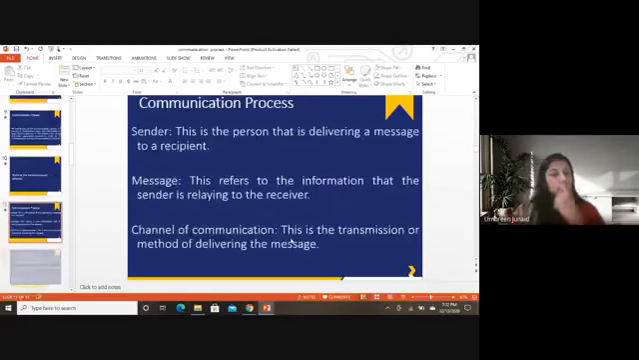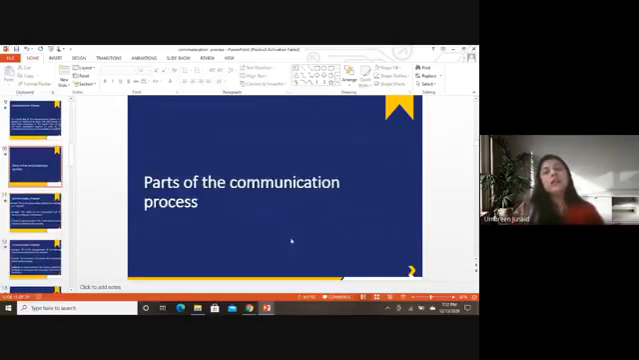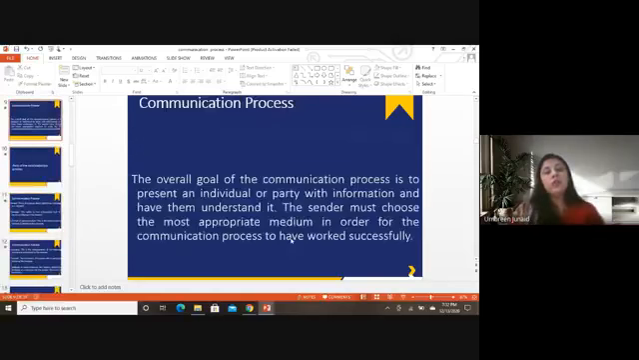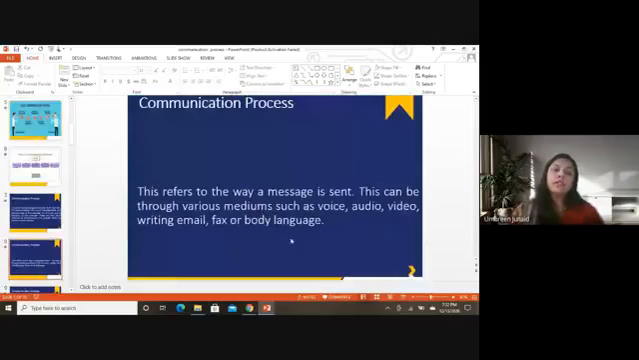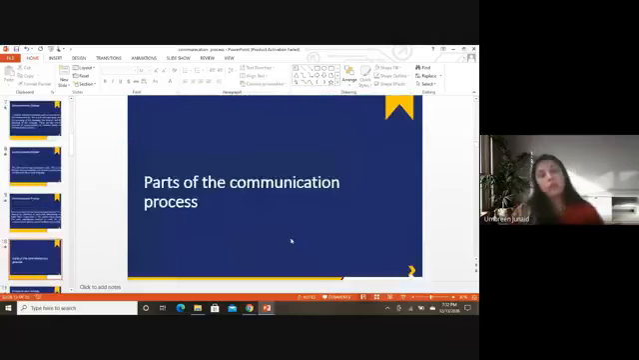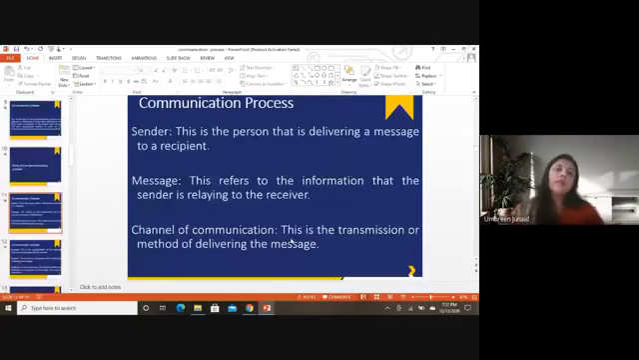So we are going to discuss the parts of the communication. If you see, we already have discussed them in these two diagrams, but we are going to discuss them now one by one. Sender, the number one is sender. This is the person that is delivering a message to a recipient.